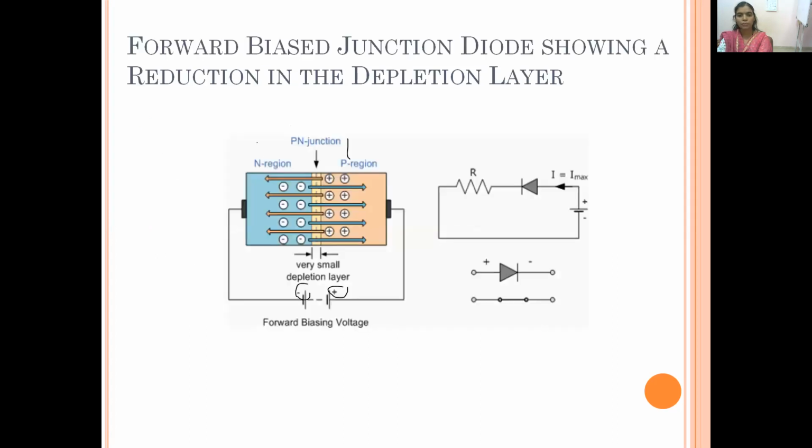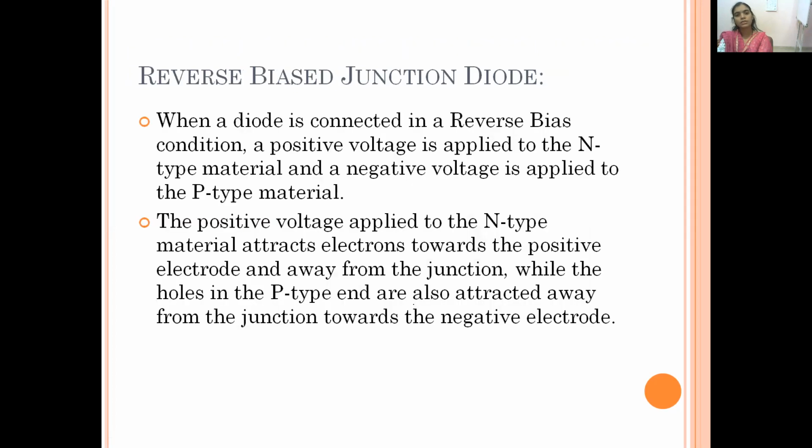See this diagram. This is the negative, n-type, p-type. This is a p-n junction, and this region here is the depletion region. Due to the forward bias junction, the depletion layer is reduced. So next is the reverse bias junction.